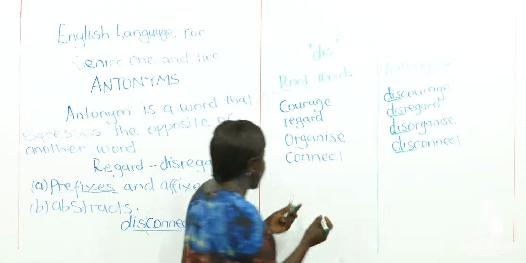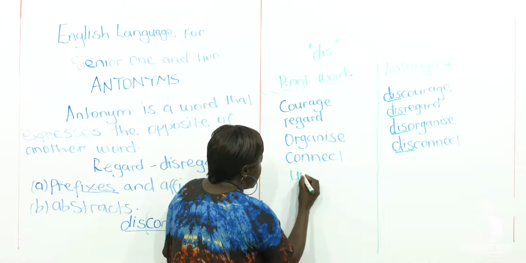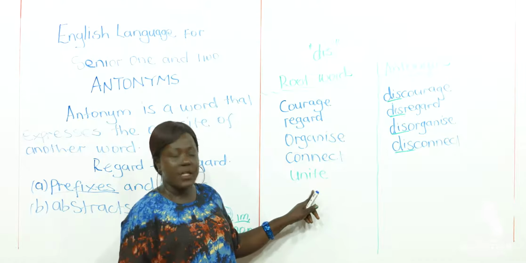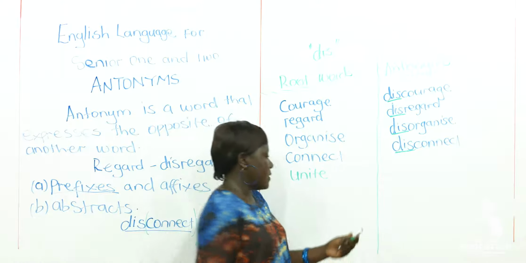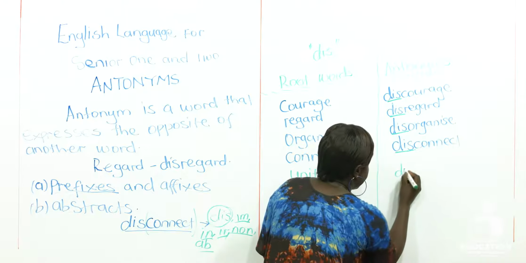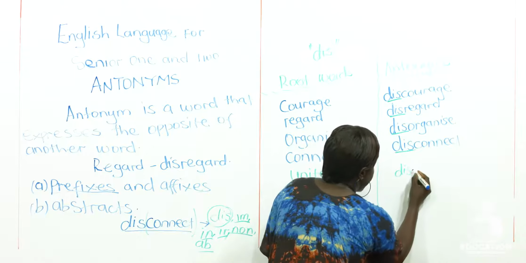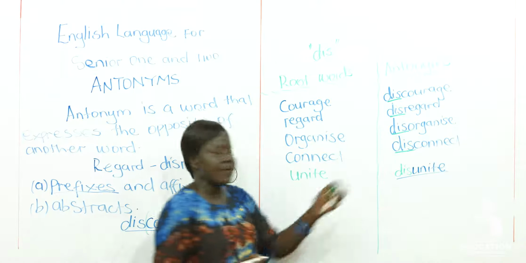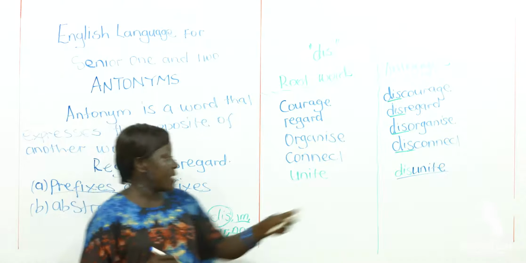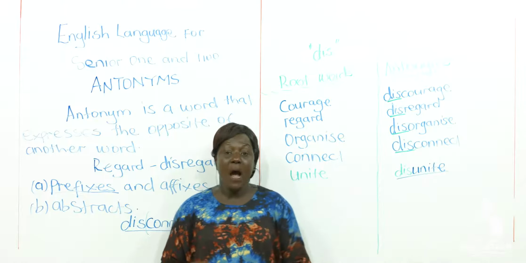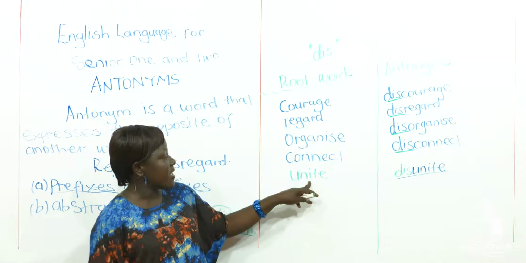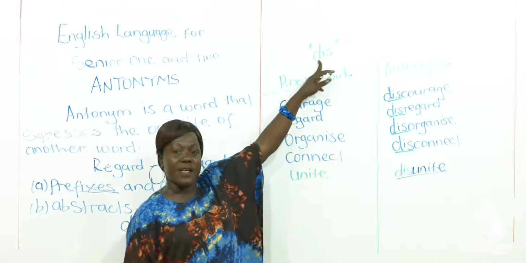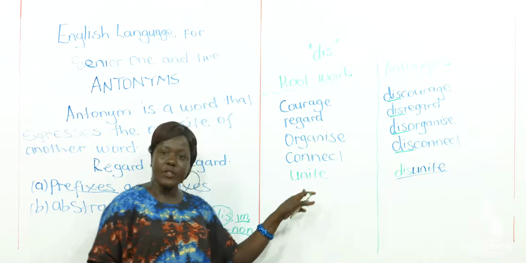Look at the word unite. If you add this into this word, it will be this unite. You will come here and say this unite. The one written in green is our prefix. Meanwhile, the one written in blue is our root word. It is this one here. You transfer the root word here, you add the prefix this to form the opposite of that root word.